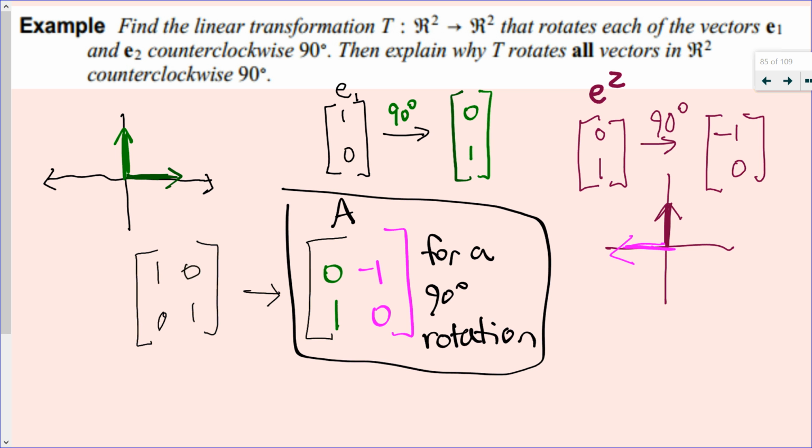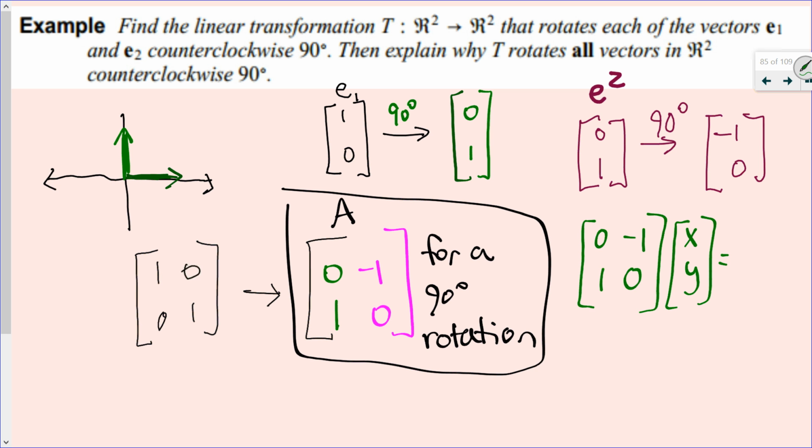And what we can do to explain why T rotates all vectors in R2 counterclockwise 90 degrees is we can say, in general, if I take this matrix A, 0, negative 1, 1, 0, times a standard vector x, y, what I'm going to get is 0, negative y, and then x. And let's just look at how that appears on a graph.